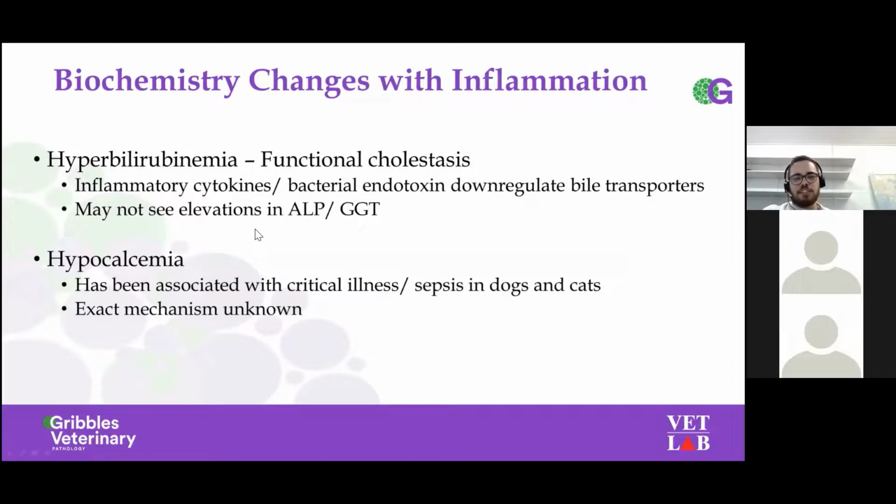A couple other, maybe less common, changes that you don't always see, but are good to keep in mind. One is a hyperbilirubinemia. This can develop as a result of functional cholestasis, secondary to inflammation. And this is generally mediated by either cytokines or particularly bacterial endotoxins, so in cases of endotoxemia or sepsis. Basically these cytokines and endotoxin can downregulate bile transporters, and this results in decreased bilirubin excretion, which therefore results in a hyperbilirubinemia. And this can occur without significant elevations in ALP or GGT, which are the enzymes that we associate with cholestasis otherwise.